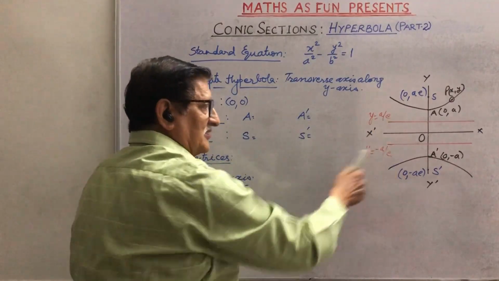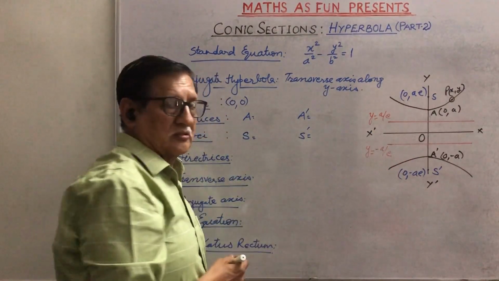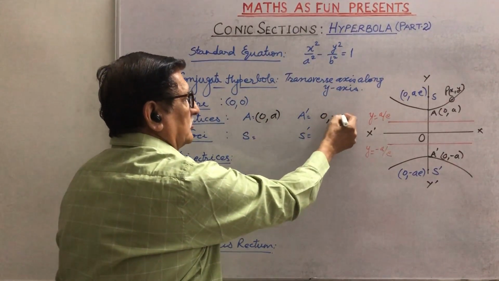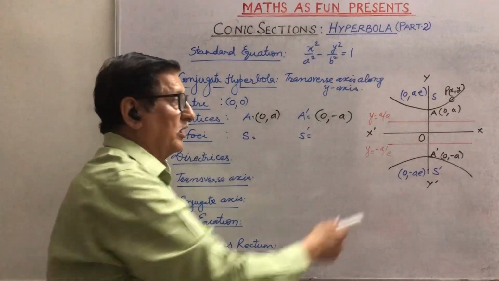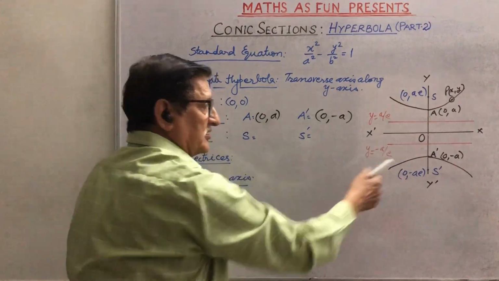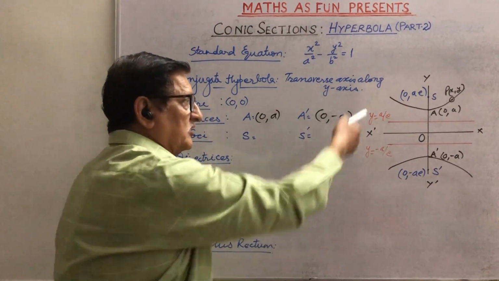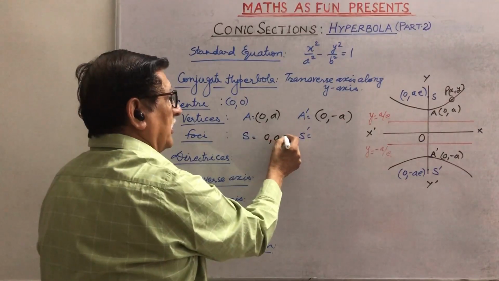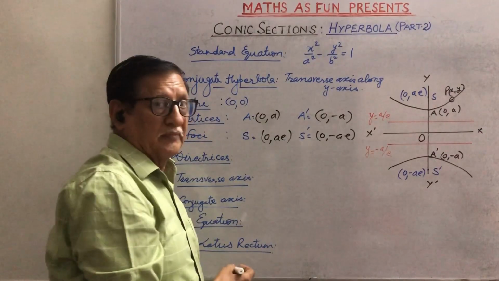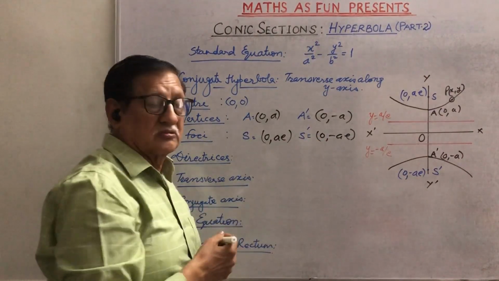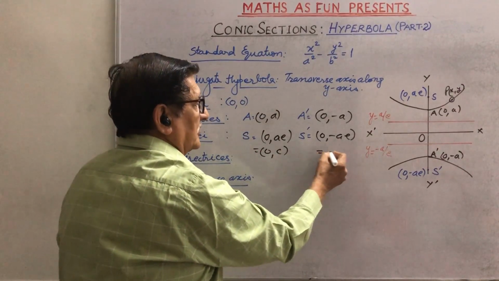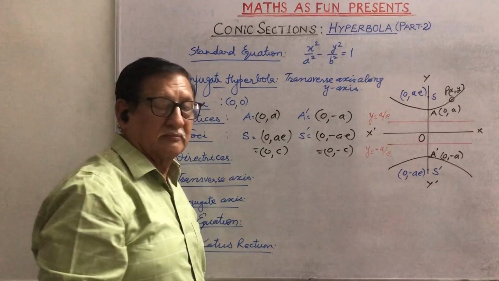What about the vertices on the y-axis? These are A and A dash. The coordinates of A are 0, a, and that of A dash are 0, minus a. Now what about the foci? The two foci are S and S dash. The coordinates of S are 0, ae and that of S dash 0, minus ae. As we know that ae is also represented as c, we can also write this as 0, c and this as 0, minus c.